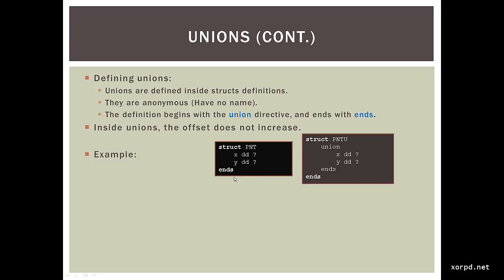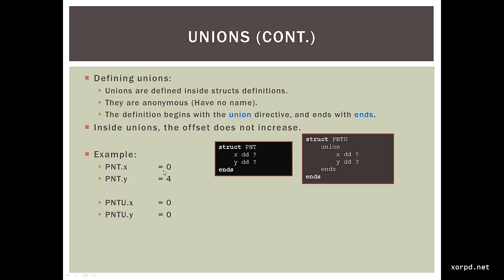Here we have our usual point structure, which contains just two fields, x and y. We know that x begins at location 0 and y is at offset 4. As opposed to this definition, we have the PNTU definition. Maybe you can think about this name as point union. And here we have also two fields, but they are inside the union, which means that they represent the same memory location. The size of this struct is going to be 2 DWORDs, which means 8 bytes. But the size of this struct is going to be 1 DWORD, or 4 bytes.